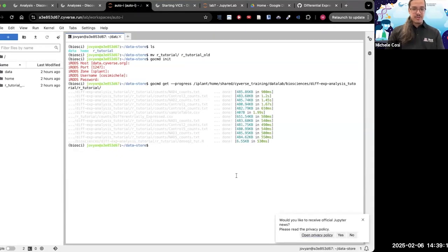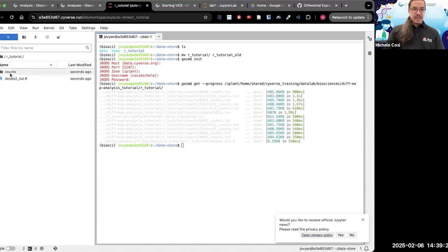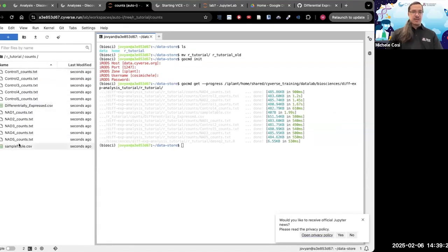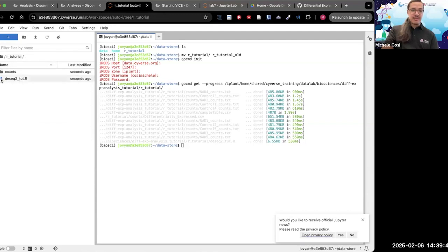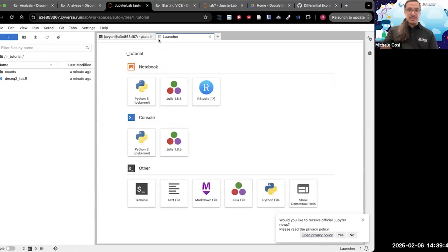Seems like I am done downloading the folder, and I can go ahead and open it and look a little bit about what is inside. I see a counts folder, which is actually where all of our counts exist. So I'm not giving you all of the raw data. I'm just giving you the counts that we need for the next phase. And I have an R script called DESeq2_tut. What I'm gonna do now is press plus in the Jupyter lab and click on RStudio.